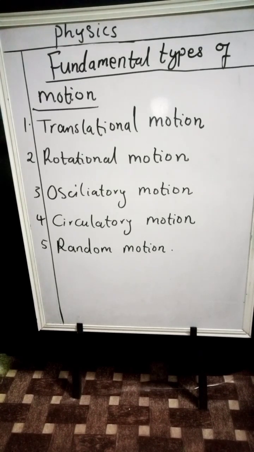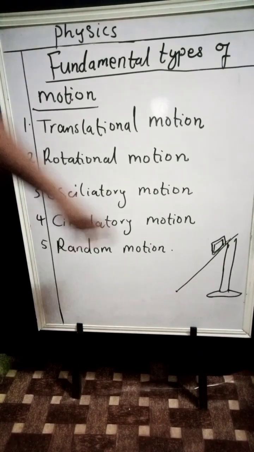Translational motion is motion in a straight line or a curved path in which all parts of the body move the same distance. Translational motion is divided into two, which are rectilinear motion and curvilinear motion. Rectilinear motion is motion on a straight line. Example, a car racing from one point to another in a straight line, or a book sliding off an inclined plane from one point to another.